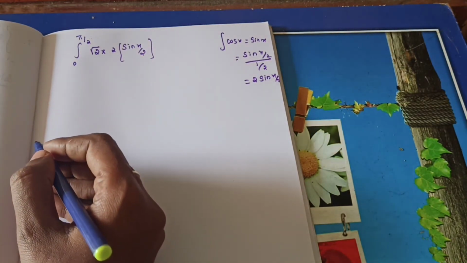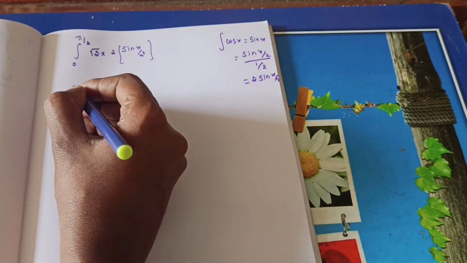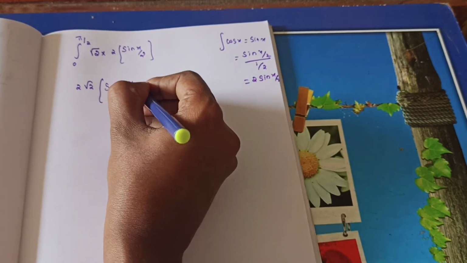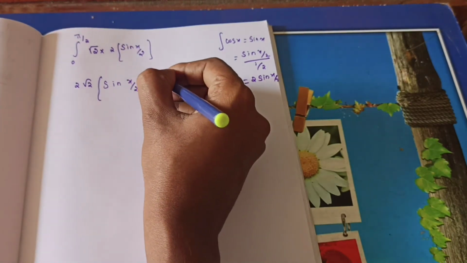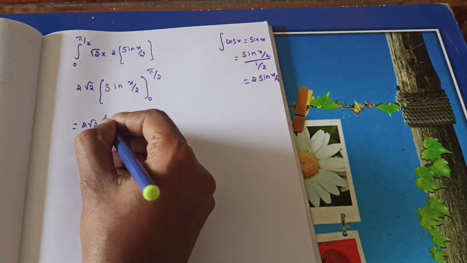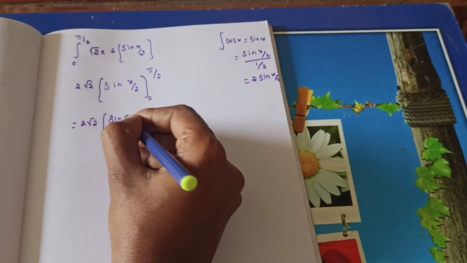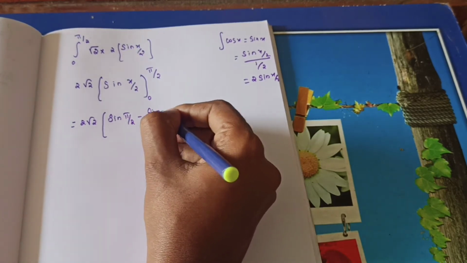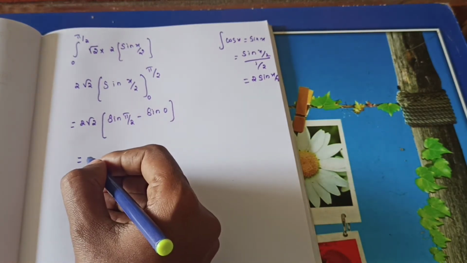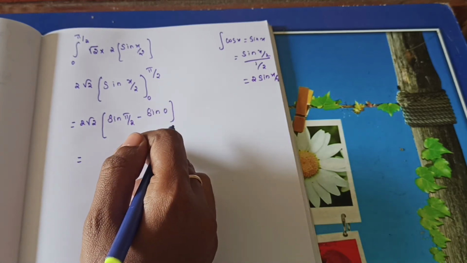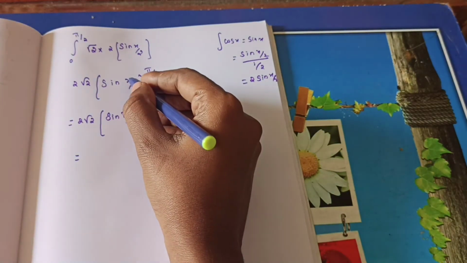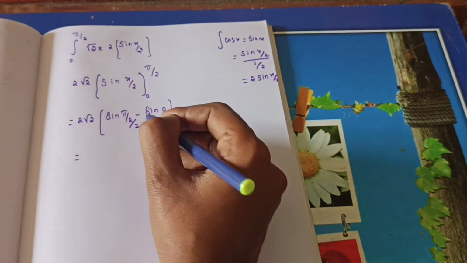Okay. So now you can take 2 root 2 outside, then apply the limit. Sin x by 2. What's the limit? 0 to pi by 2. So what's the value you will get? 2 root 2 is there. So now apply the limit. Sin pi by 2 minus sin 0. Correct? So that's equal to sin 90 by 2. Is it right? So 45. So sin x by 2. So in the place of x, pi by 2 by 2. So pi by 4 you will get.